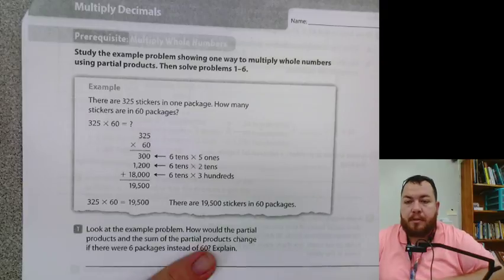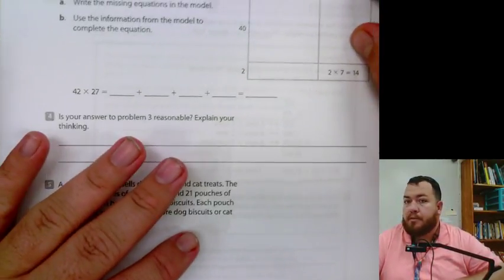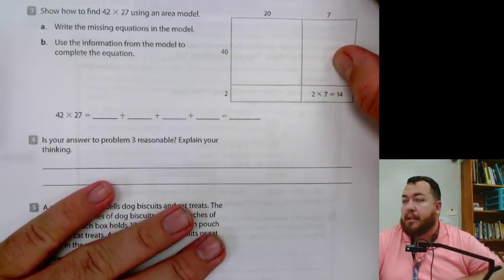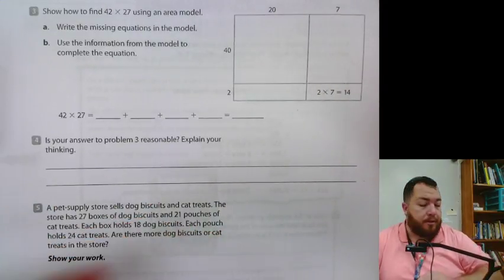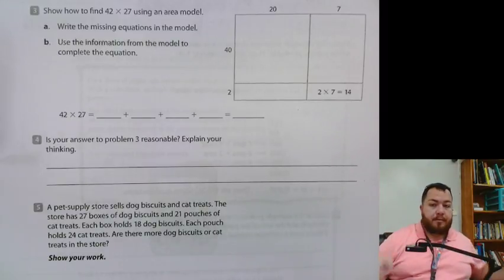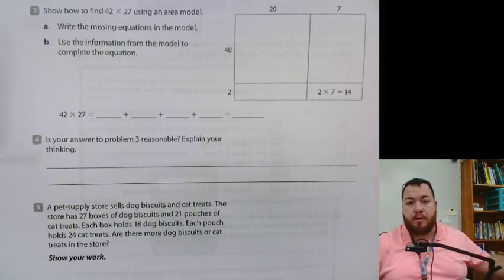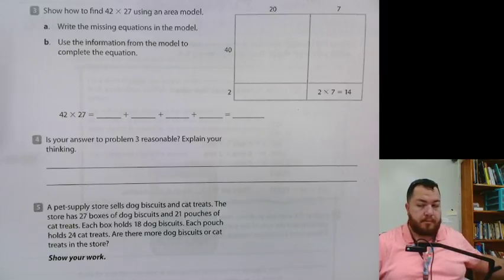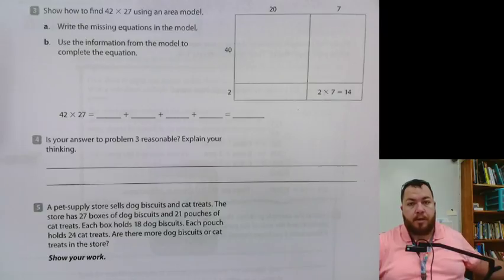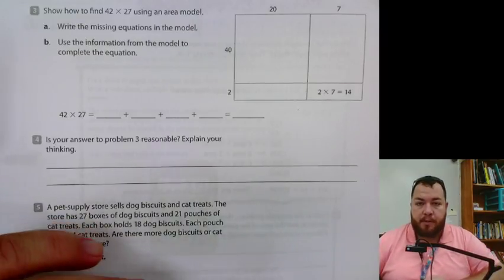Alright, so do you guys want me to just start with number 4? Okay, we'll start there, Savannah. Number 4 is going to ask, is your answer to problem 3 reasonable? Explain your thinking. So we're going to have to solve number 3 first, obviously, because it's asking us about that. Or would you rather I start at number 1 and go on? Alright, let me go over number 3 and 4 since I started here, and then I'll go back to number 1 and we'll work through the packet.